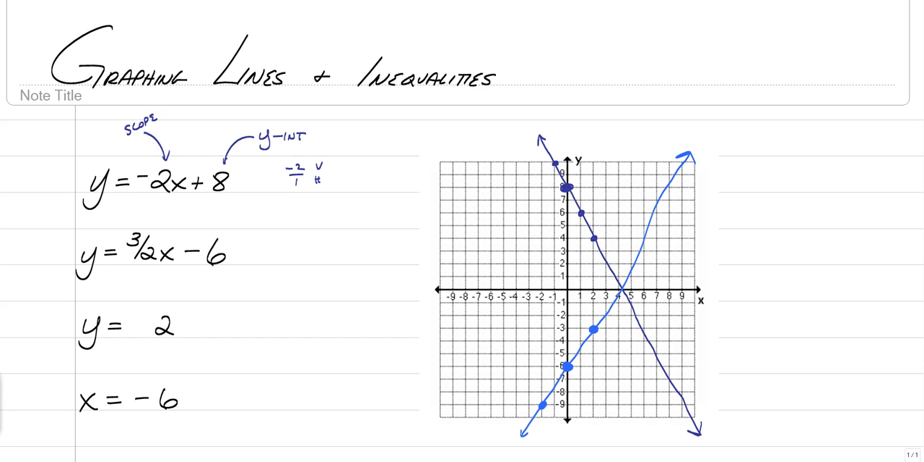Next one. Y is equal to 2. Now a little bit of confusion happens with this because y is equal to 2. We know our y-axis is vertical. But when you're graphing a y equals equation, it's going to be horizontal. Here's why. So you go to y equals 2 and you plot your dot.